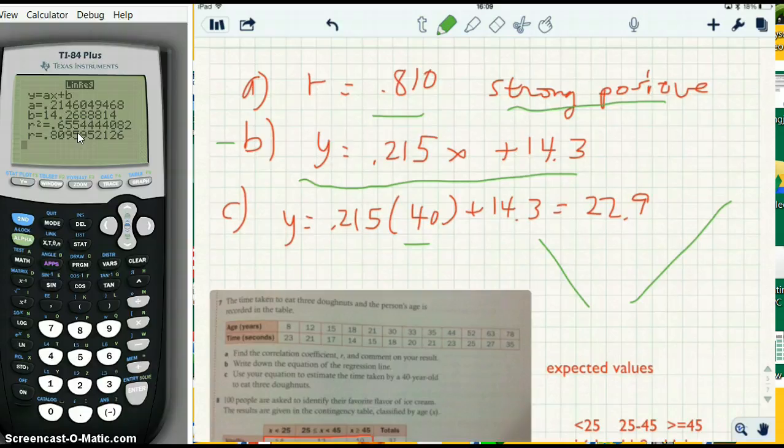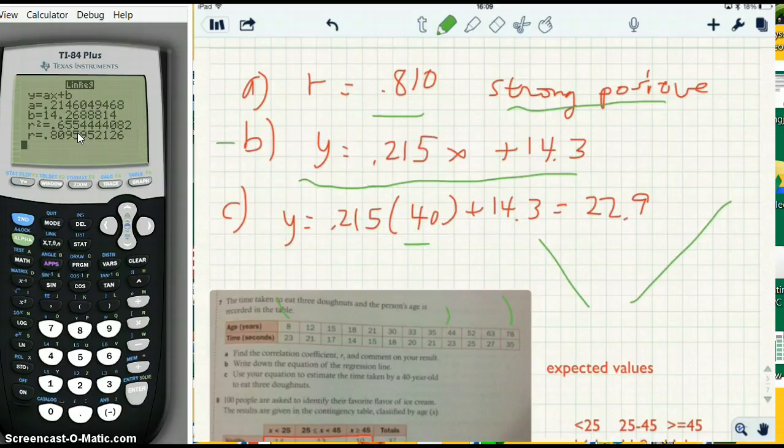That is the time it takes for a 40-year-old to eat 3 donuts according to this data. Okay. Now, if they ask you something like, is the data you have reliable to find the time it takes for a 40-year-old to eat 3 donuts? And you could say yes in this case. Why could you say yes? Because this cloud of points ranges from 8 to the highest point is like 78, right? So you have ages between 8 and 78, which includes 40. In fact, you have some points that are close to 40 also.